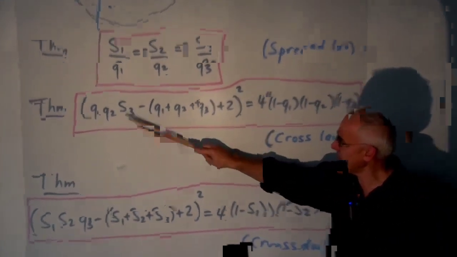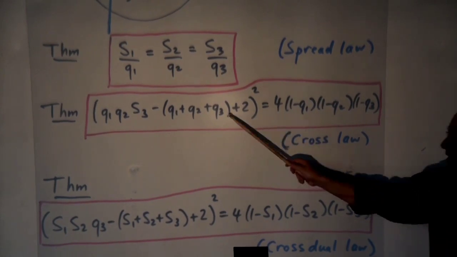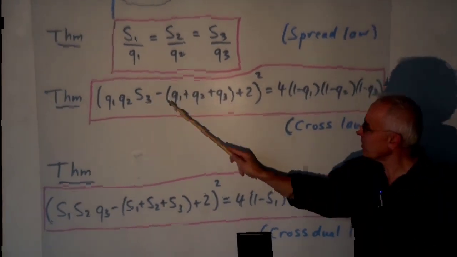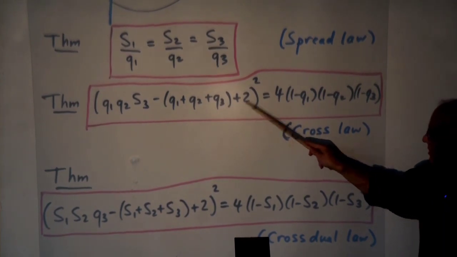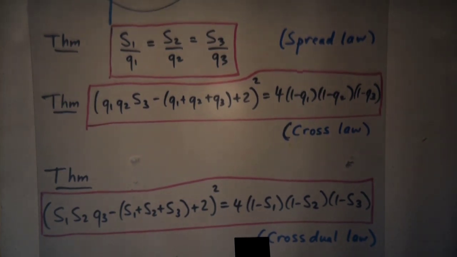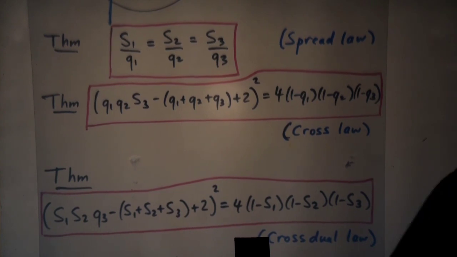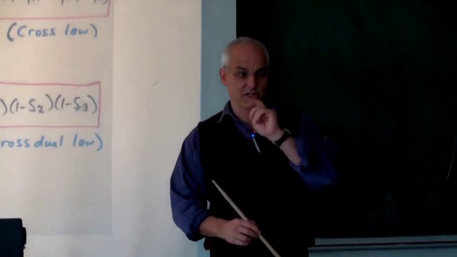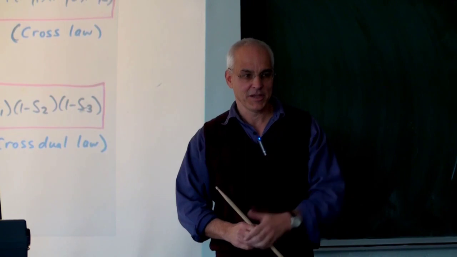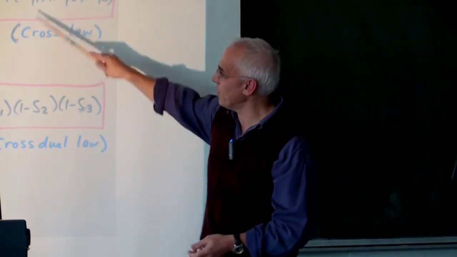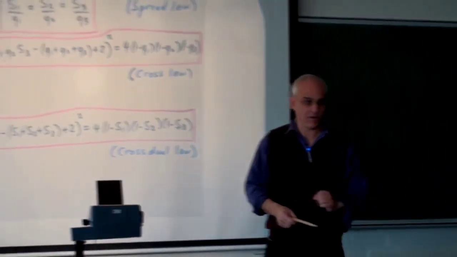This one allows us to calculate a spread if we know three quadrances. It gives us a quadratic equation for a spread in terms of three quadrances. So it's (Q1 Q2 S3 minus (Q1 plus Q2 plus Q3 plus 2)) all squared equals 4 times (1 minus Q1)(1 minus Q2)(1 minus Q3). It may look a little bit imposing, but it's much preferable to calculate with pencil and paper than to try to work with sine, cosh, especially the cosh inverse. If you have to do calculations with ordinary trigonometry, you always have to do approximations because your calculator only truncates. Here we can work in quadratic extensions and we know exactly where our answers are at all times.